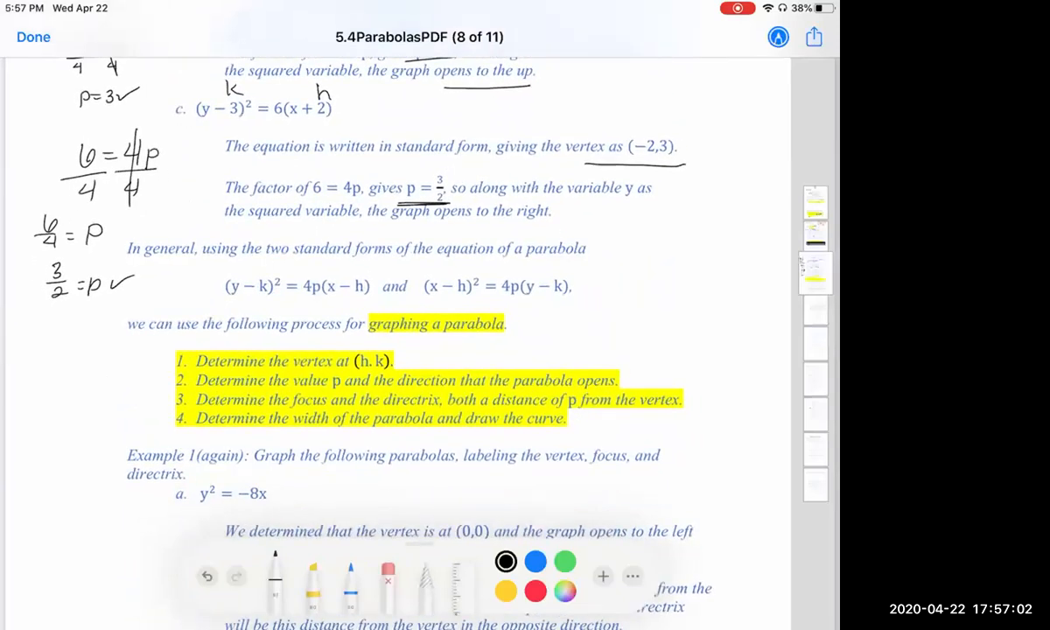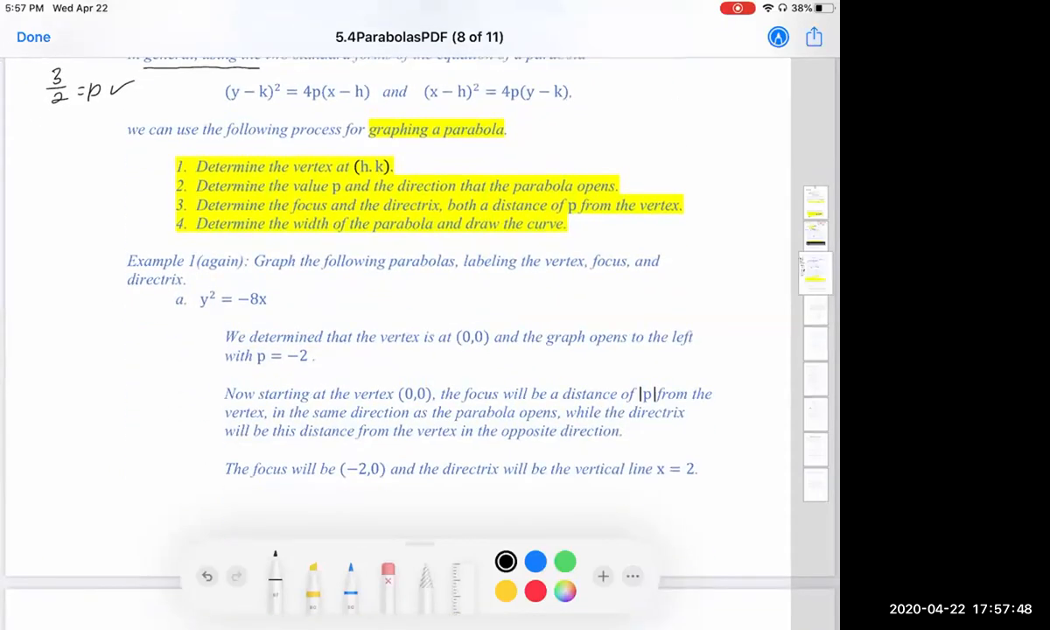All right, so we just did some basic stuff. Now we're going to put it all together so you can graph. So let's continue reading your text. In general, using the two standard forms of the equation of a parabola, we have y minus k squared is equal to 4p times x minus h, and x minus h squared is equal to 4p times y minus k. We can use the following process for graphing a parabola. First, determine your vertex. Second, determine the value p and the direction the parabola opens. Third, determine the focus and directrix, both a distance of p from the vertex. And fourth, determine the width of the parabola and draw the curve.